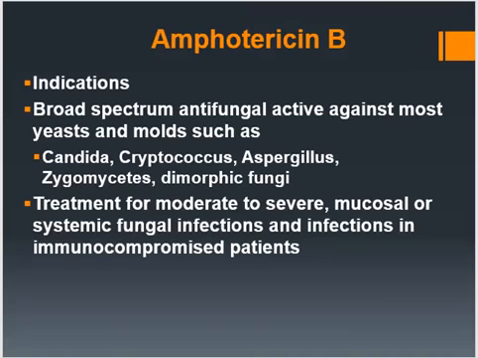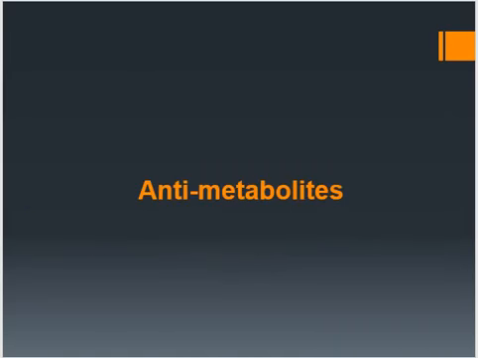Okay, so amphotericin B has a lot of clinical indications. It's a relatively broad spectrum type of antifungal, and it's active against a lot of different types of organisms, which are listed here. You can also use it for the treatment of moderate to severe mucosal or systemic infections that you would see in post-transplant patients, patients with HIV/AIDS, as well as patients who have been undergoing chemotherapy for tumors.